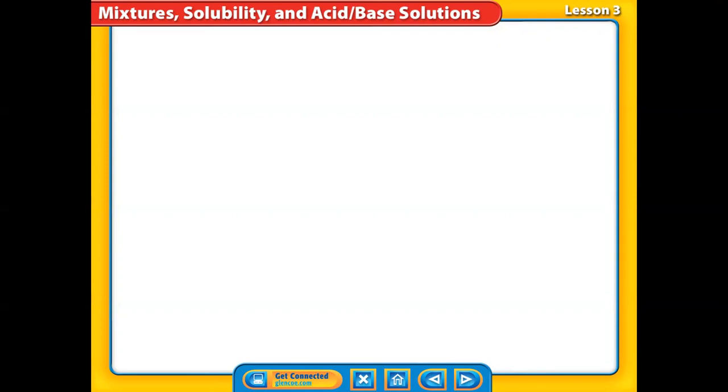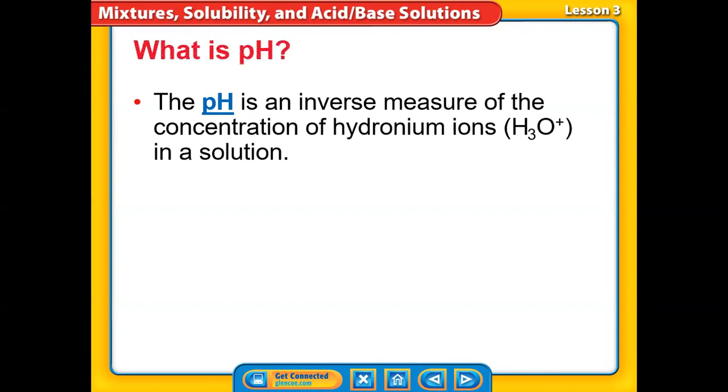Today we're going to continue our lesson. So we're going to talk about something called the pH. So what is a pH? Actually, pH is just a kind of measurement tool or measurement method to know this substance is acid or base. Here we said that the pH is an inverse measure of the concentration of hydronium ions. That means it's a way to know how much hydronium ion is available in a solution. And regarding the amount of the hydronium ion, we can determine if this solution is acid or base.